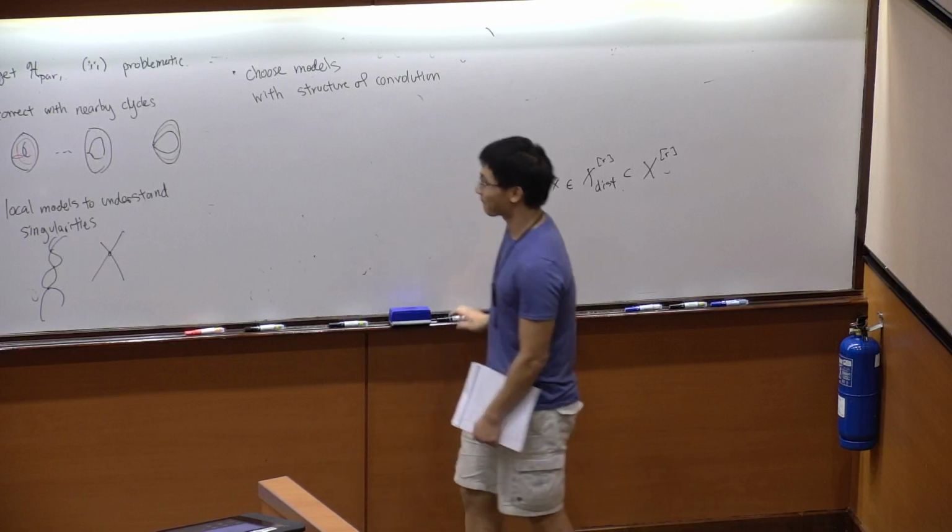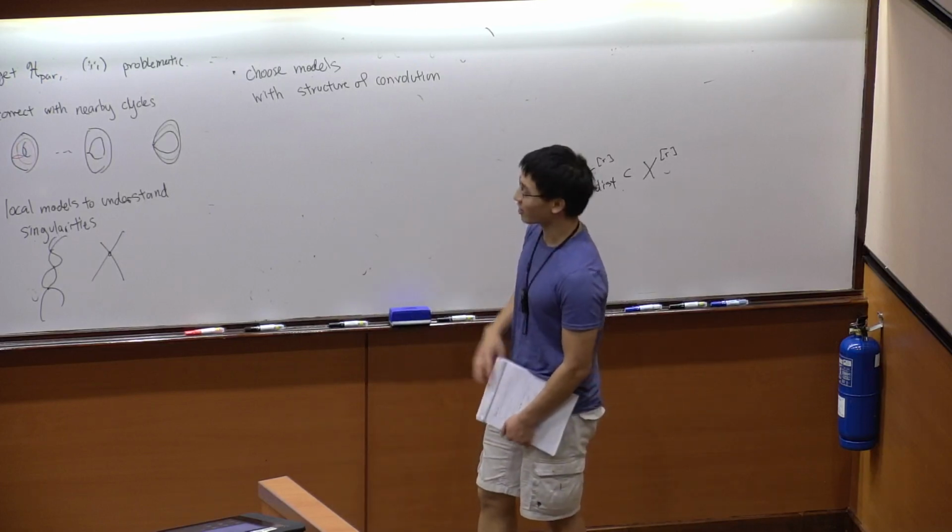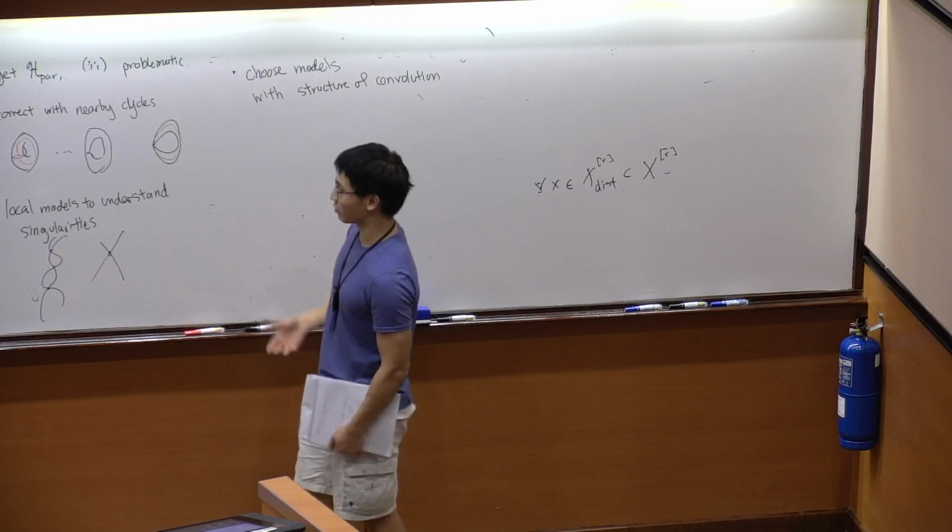Right. So right now it's only for GL_n, although the strategy has a more general appeal, I think.